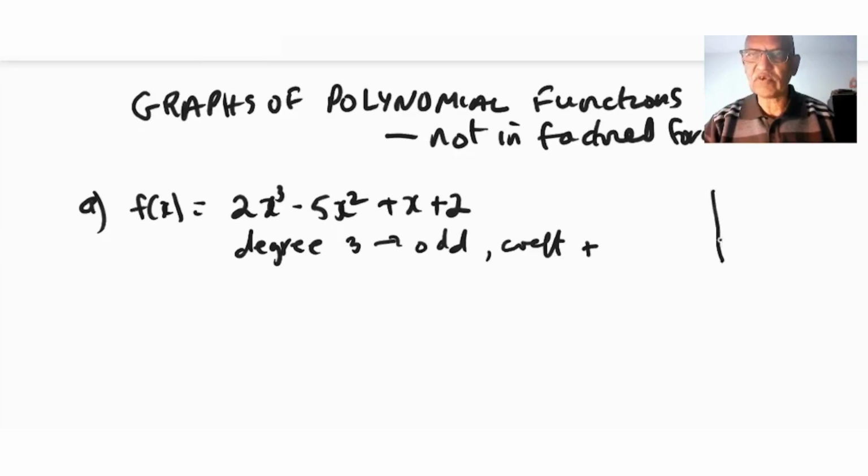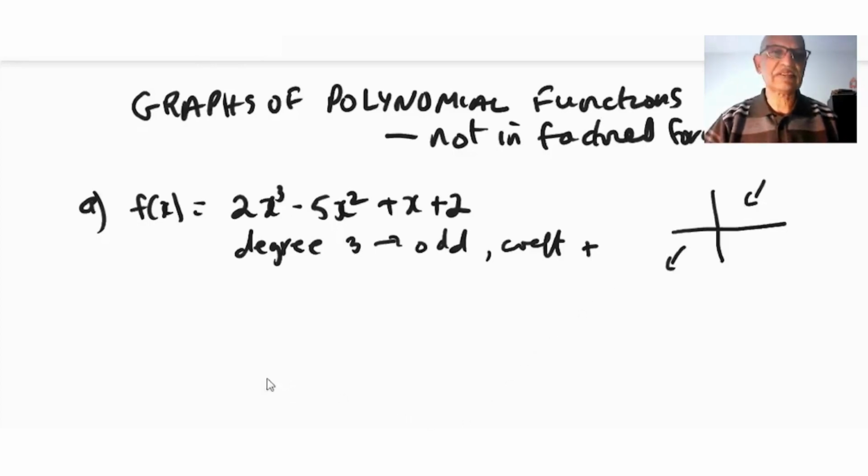Therefore, I know that if the coefficient is positive and the degree is odd, the graph goes from the first quadrant to the third quadrant. Okay, so the first thing is we have to factor this so that we have x-intercepts. If this is not factored, it's always easier to find the y-intercept. The y-intercept is the last number, because the other terms are 0, so the y-intercept is 2. To find the x-intercept, I have to factor.